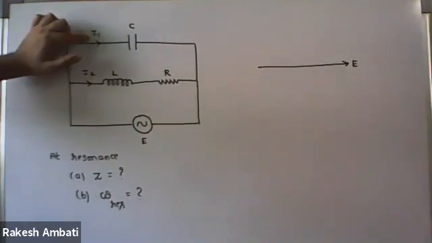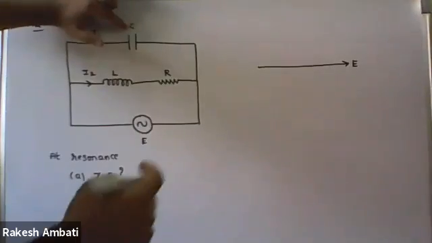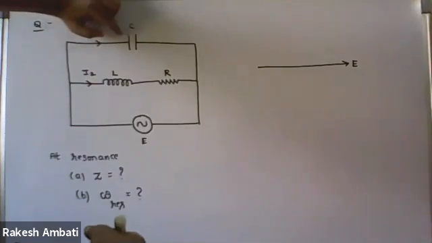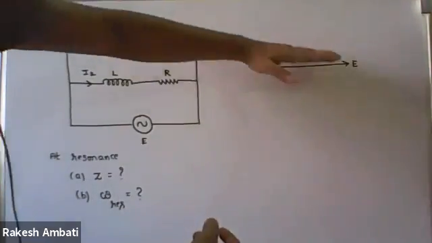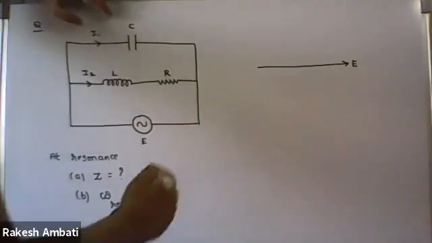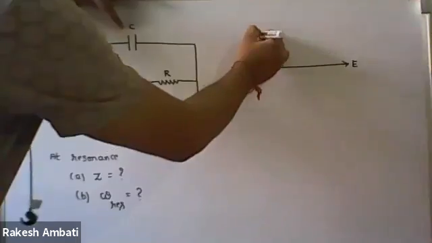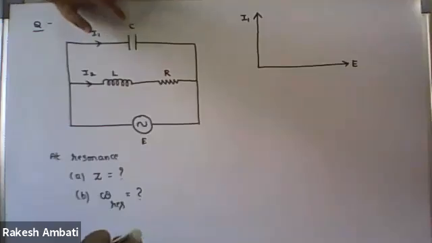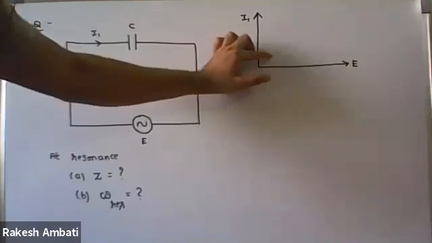First of all, I1 is the current passing through the capacitor. You try to recall capacitive circuits, where only a capacitor is present. In capacitive circuits, with respect to EMF, does the current lead or lag? The current leads, by an angle of pi/2.